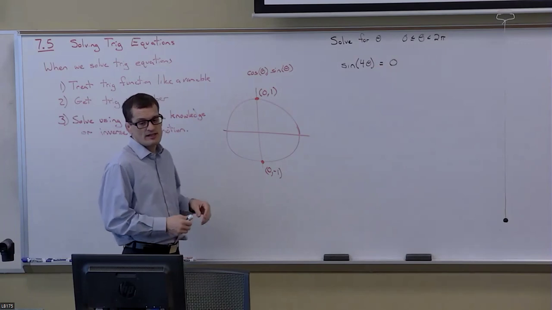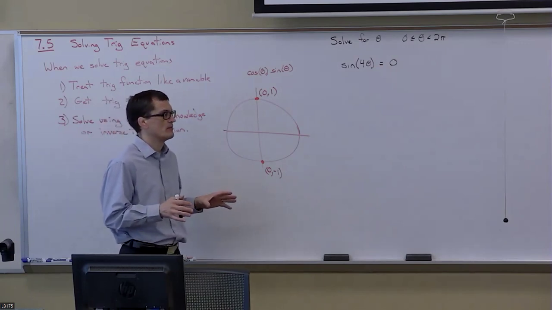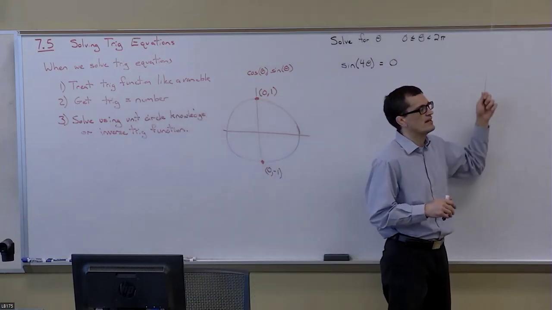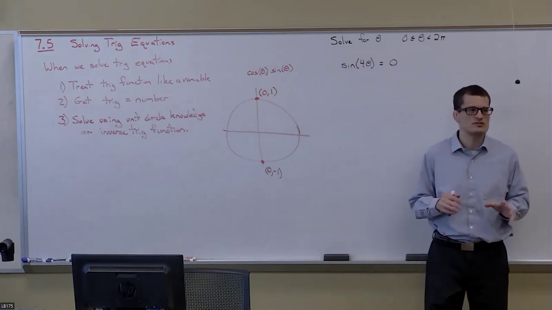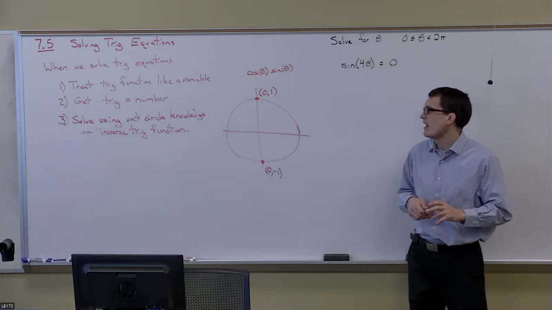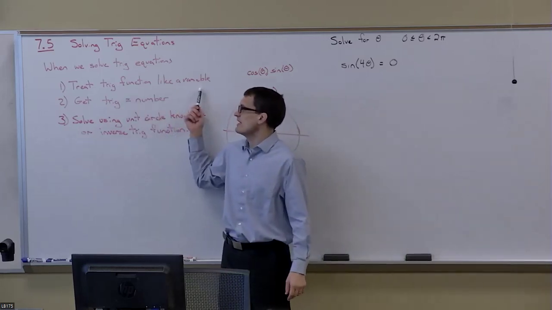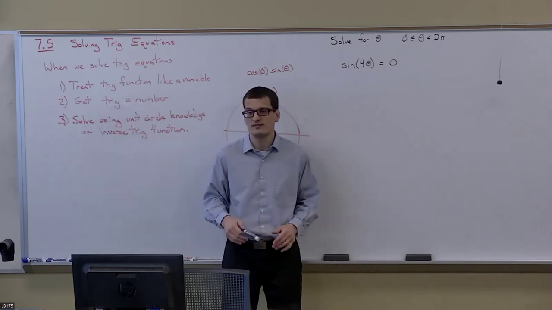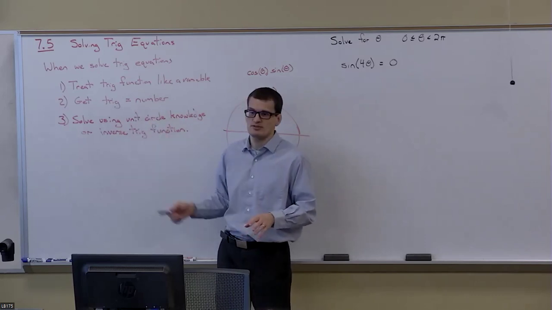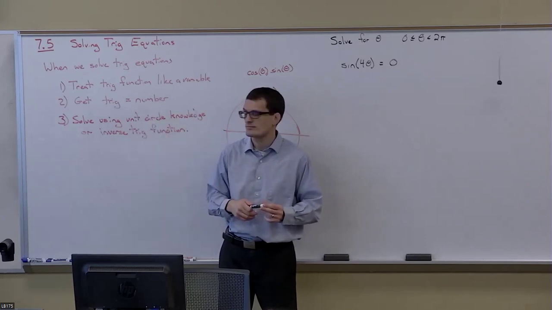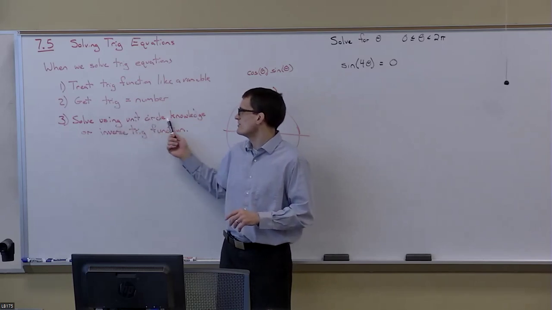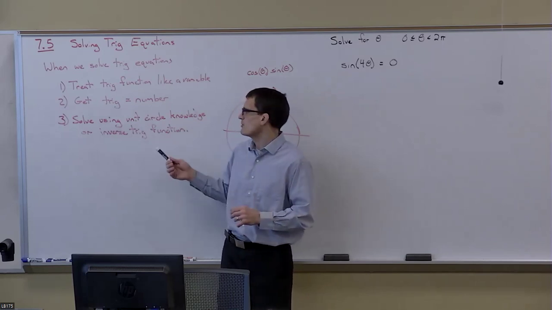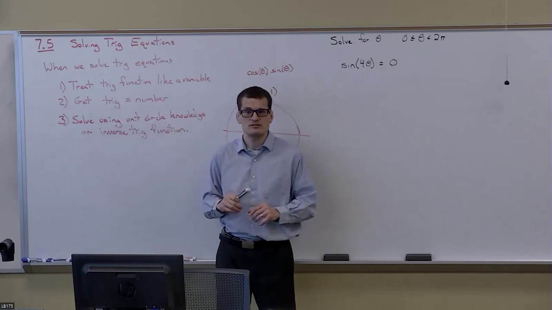Now, we've seen this before. Let me take a step back. Okay. Sine of 4 theta equal to 0. We've seen these types of functions already. We're going to treat the trig function like a variable. And we want to get our trig function equal to a number. We already have that. So we're already basically done with step 2 here. So we're going to solve these either using unit circle knowledge or inverse trig function knowledge. And what I'm going to do is use unit circle knowledge.